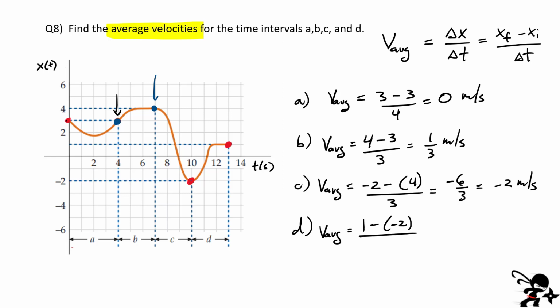My time interval here for interval D is also 3. So here I get 3 over 3, which gives me positive 1 meters per second. And again, that positive 1 simply represents the slope of the line that joins the initial to the final position. Okay, that's how you can calculate average velocities given a position versus time graph.